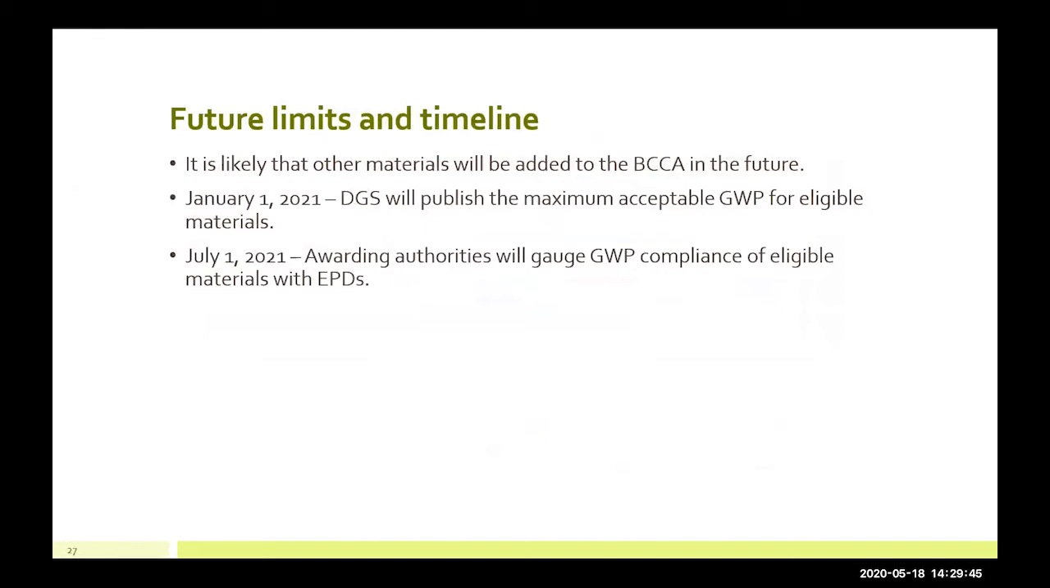For the timeline, on January 1st, 2021, DGS will publish the maximum acceptable GWP limits for eligible materials and their sub-materials on our website. So again, that's going to be 7 limits. And then on July 1st, 2021, the awarding authorities will have to start assessing GWP compliance of eligible materials with EPDs. And that's coming up next year.